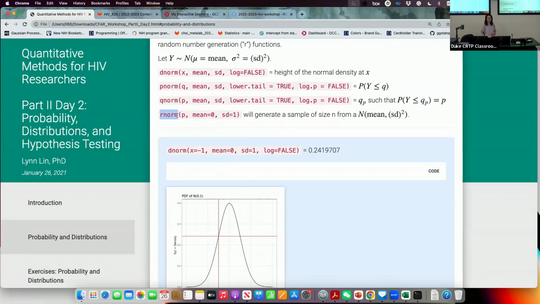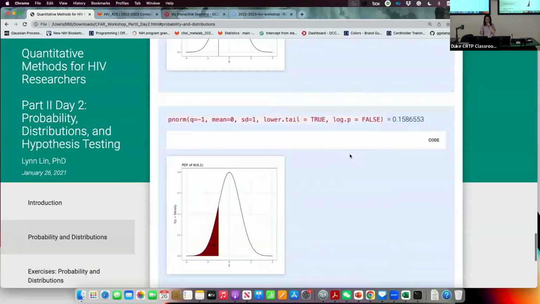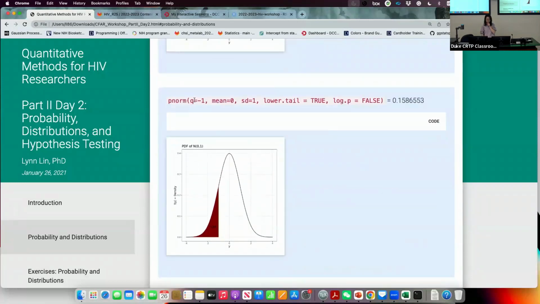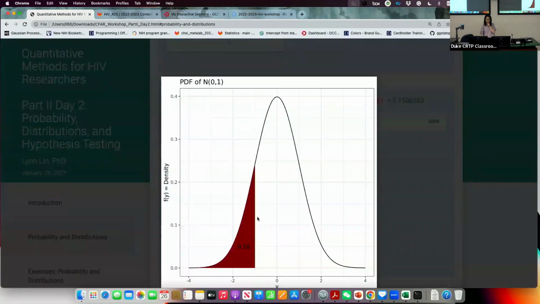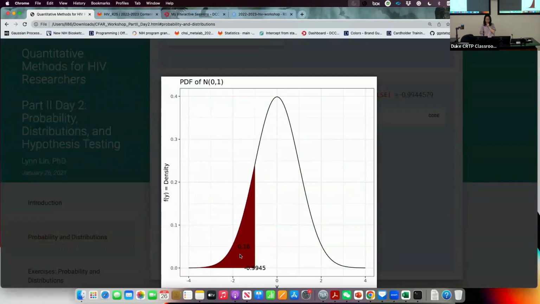And R norm, again, gives you the random sample, R corresponding to random, from a normal distribution. So here, if you specify q equals -1, the P norm tells you the area under the curve smaller than or equal to this -1. This is shaded in red. And what's Q norm? Q norm tells you, what if I want the probability to be 0.16? What's the cutoff point I have to give?